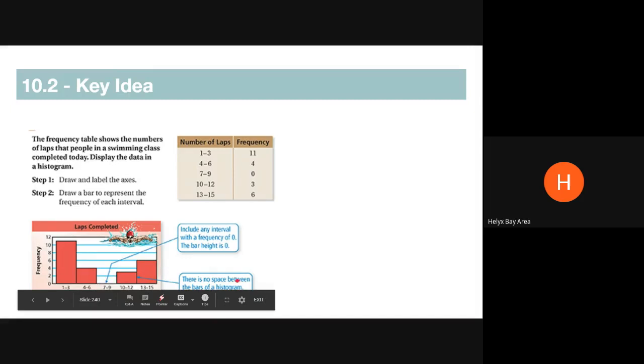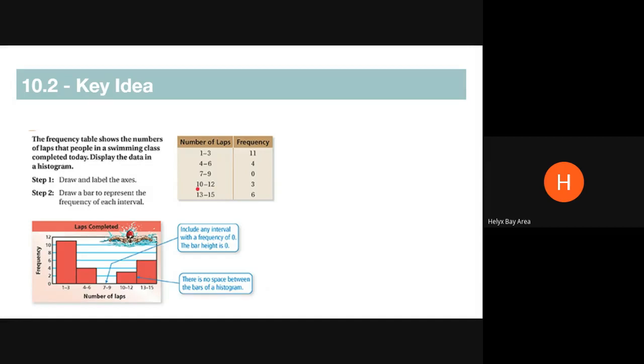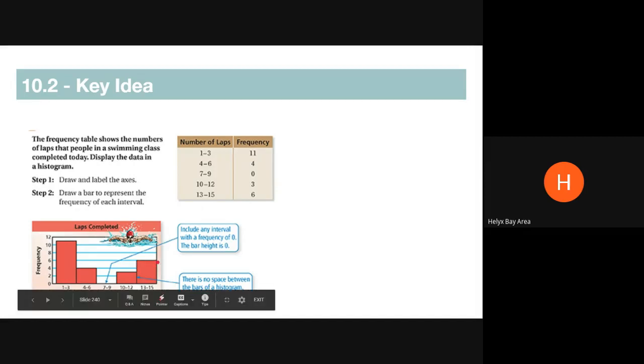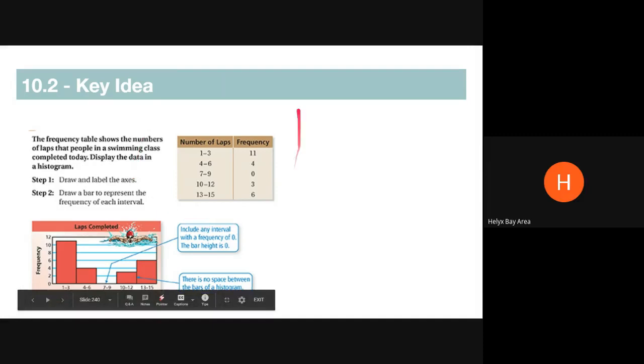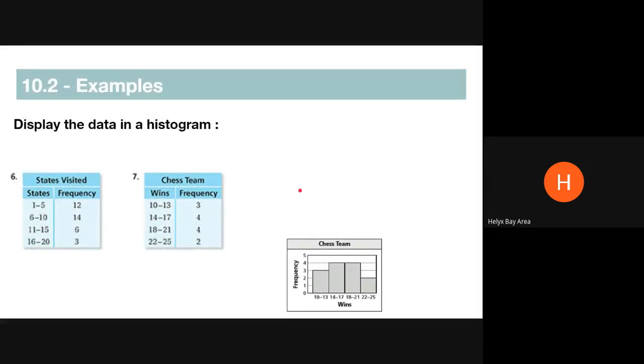So there is no space between the bars of a histogram. That's also important to know, because the intervals are all numbers that are connected together. So moving on, for the number of laps 10 to 12, the number of people who have done that is 3, right? The number of laps 13 through 15, 6 people have done that, right? So you have 6 right here. Does that make sense on how you would make a histogram? Yes. Perfect. So this is an example of a frequency table. Okay, so go ahead and display this data in a histogram.